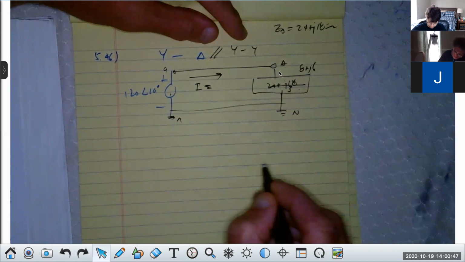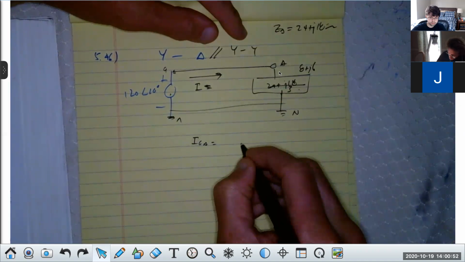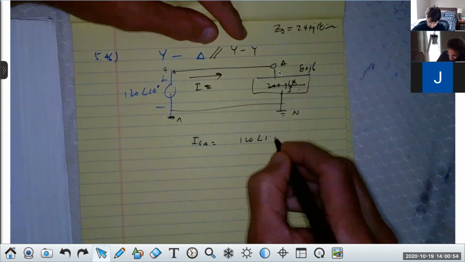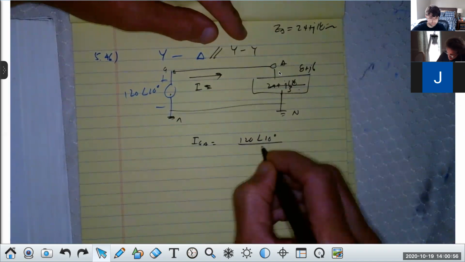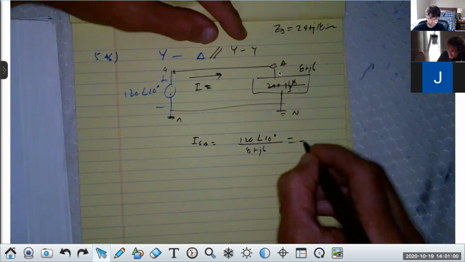Thank you. So that means I here, small a, capital A, would be equal to 120 at 10 degrees divided by 8 plus J6, and whatever that is, it is.